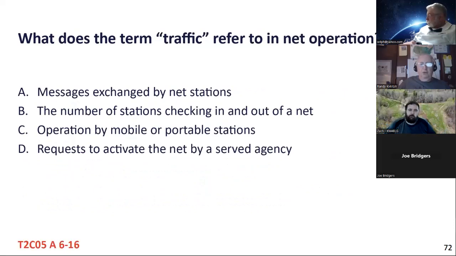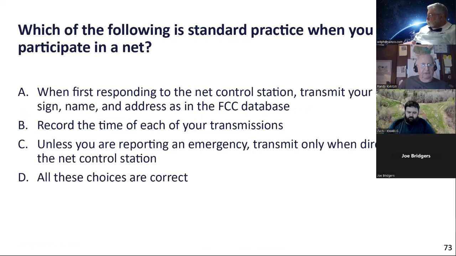What does the term traffic refer to in net operations? Messages exchanged by net stations, A. Which of the following is standard practice when you participate in a net? That would be C. Unless you are reporting an emergency, transmit only when directed to by the net control station, the net control operator.